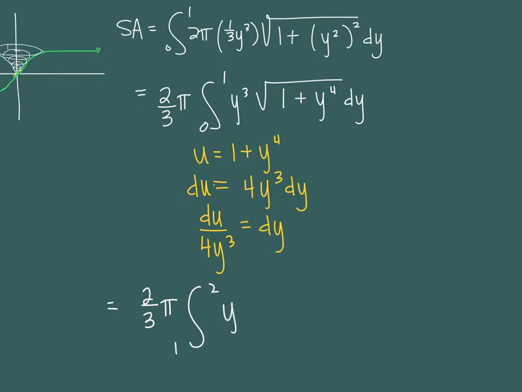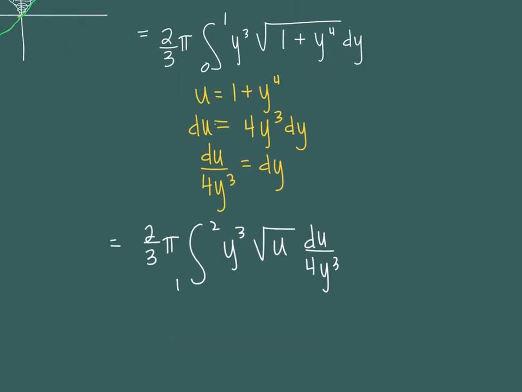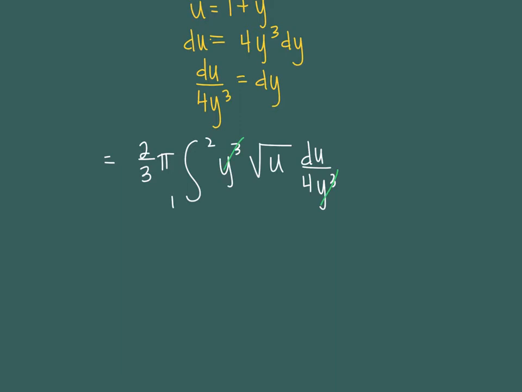I have y cubed. I have the square root of u, and then I have du over 4y cubed. So I can simplify the y cubes, reducing each other, and I can pull the 4 out. So I'll have 1/6 pi on bounds 1 to 2 of the square root of u du. So it's a very manageable integral. This would be something that would be reasonable for you to do without a graphing calculator.